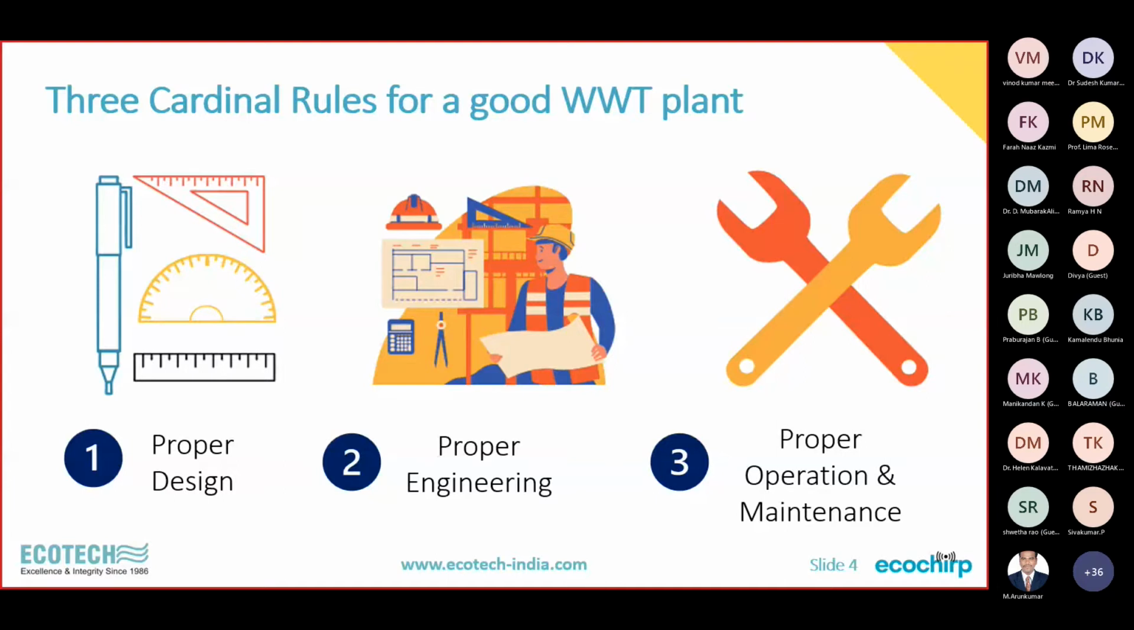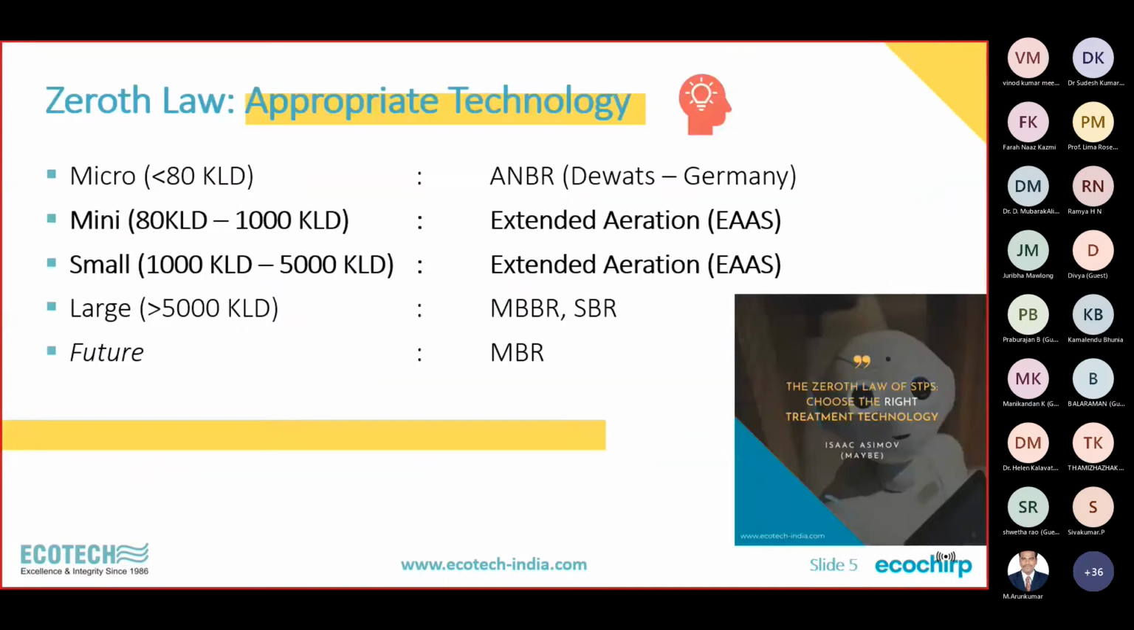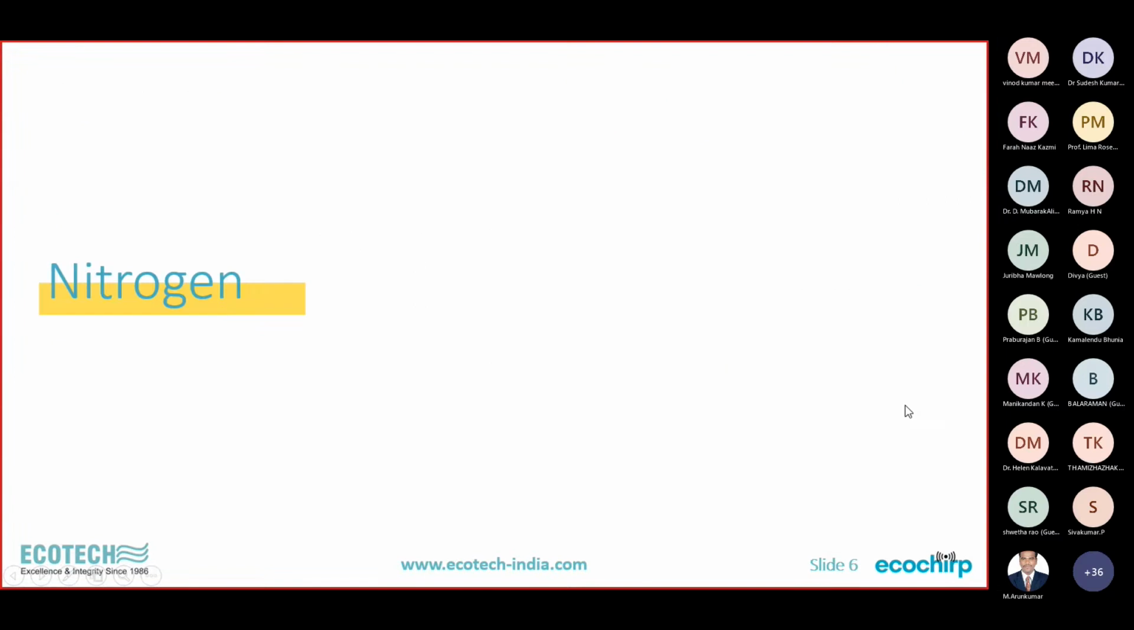3 cardinal rules for a good wastewater treatment plant, as you already saw. We'll not get into that. And these are the different appropriate technologies for the different sizes of the STPs. Micro STPs, ANBR, mini, small and large MBBR and SBR, and future MBR. The zeroth law, of course, is to choose the right treatment technology.